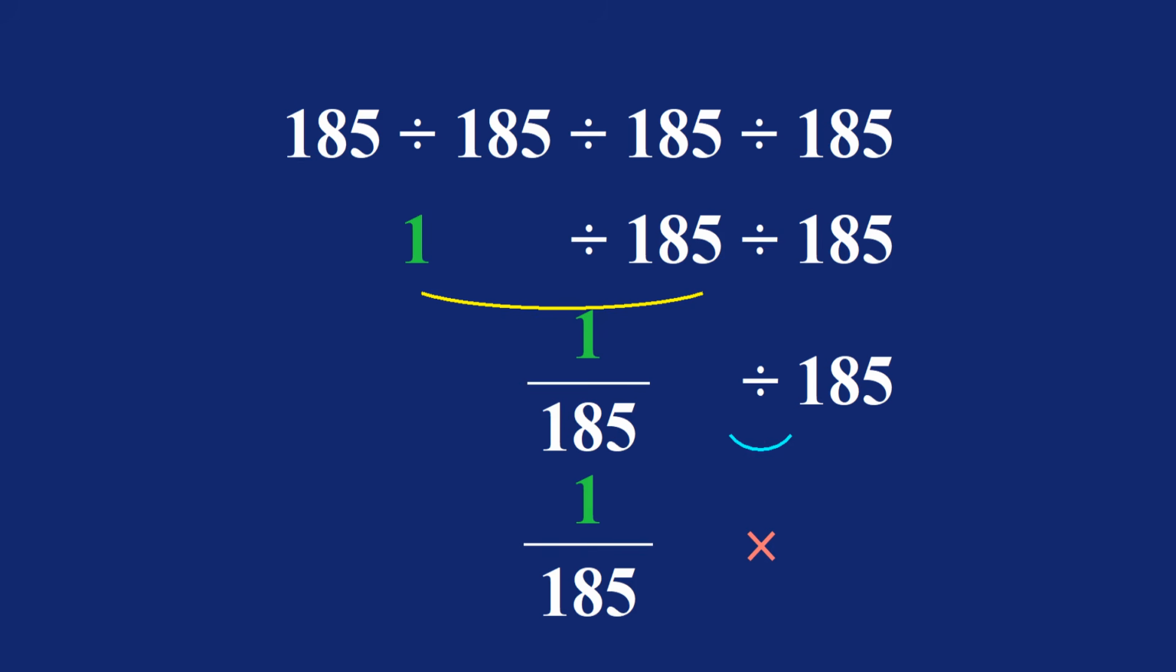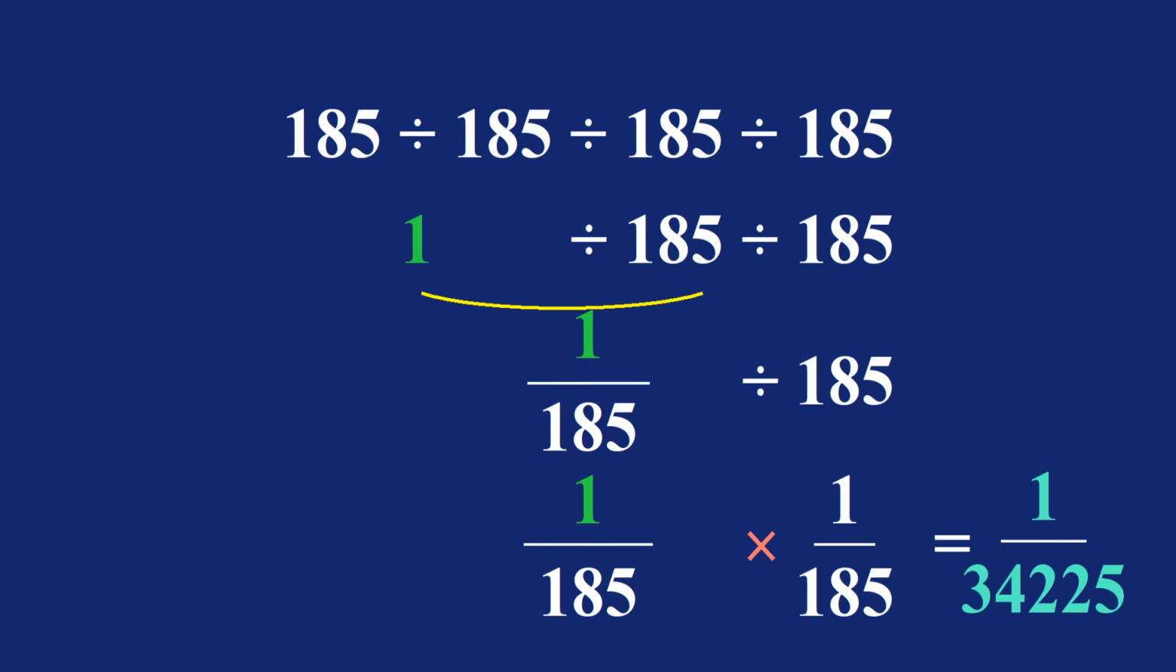flip the second fraction, 1 over 185, which equals 1 over 34,225, and this is our final answer for this problem.